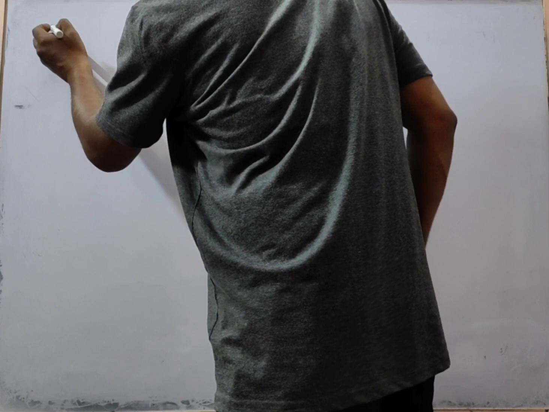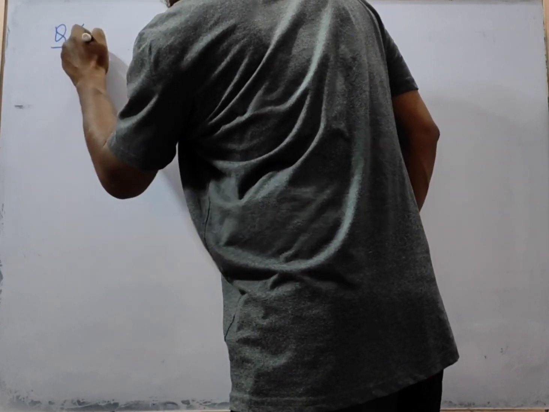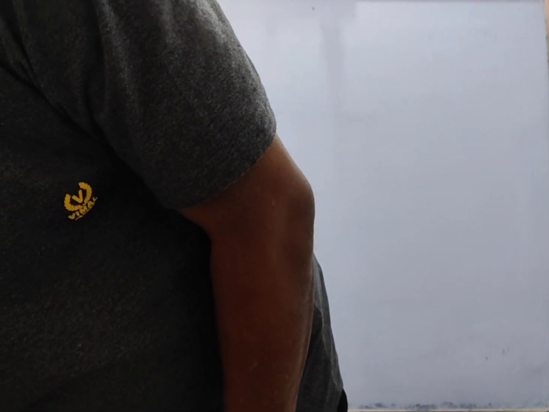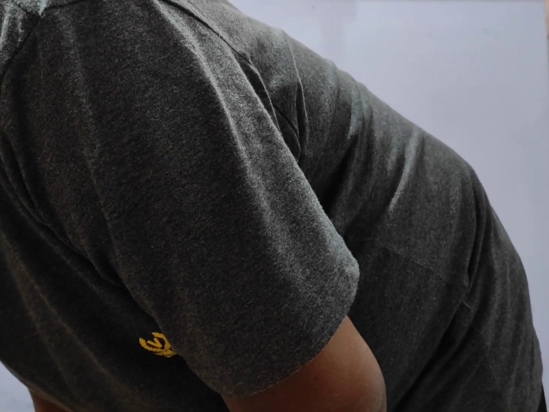Now we have question number 6. It says find the coordinates of the point on the y-axis which are at a distance of 10 units from the point minus 8 comma 4.